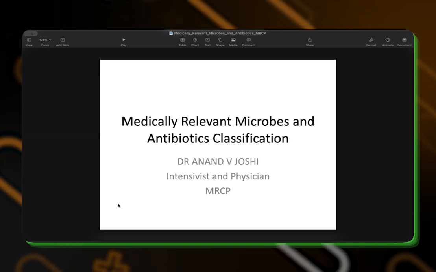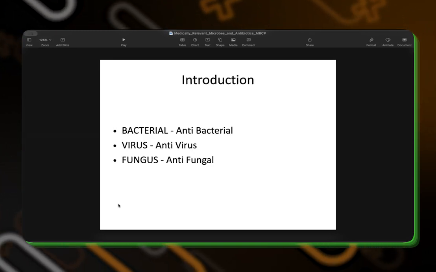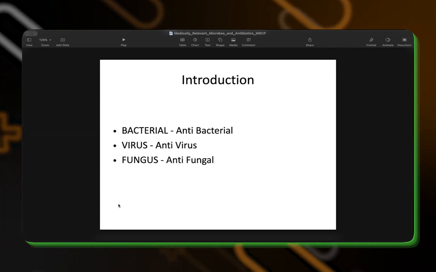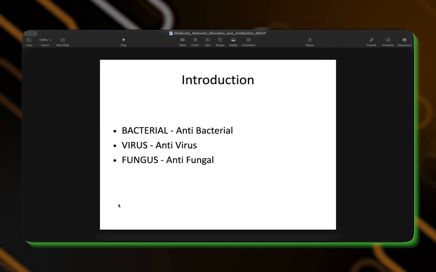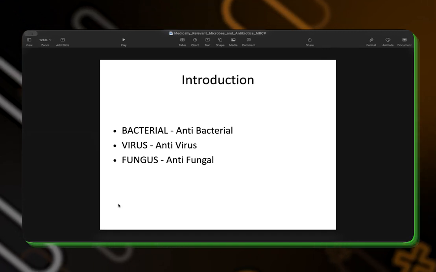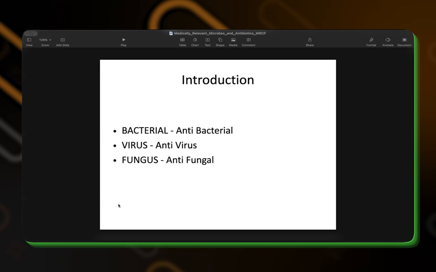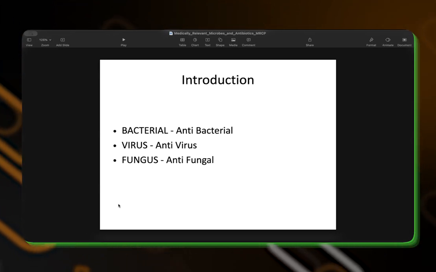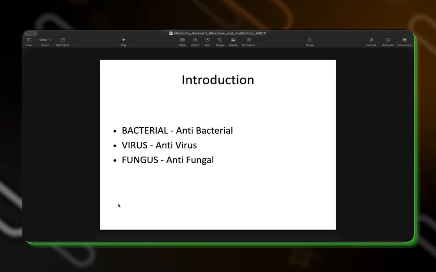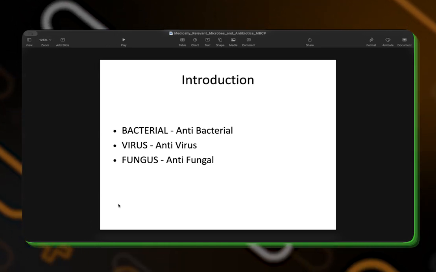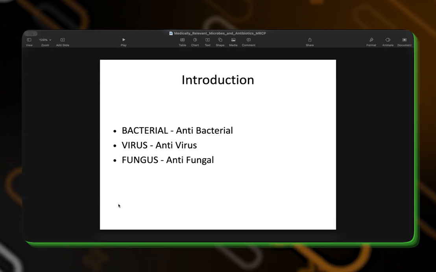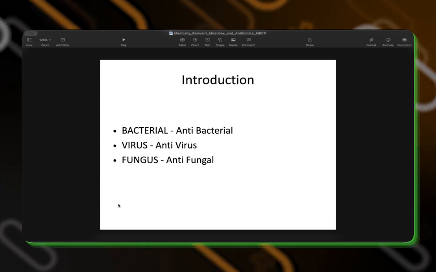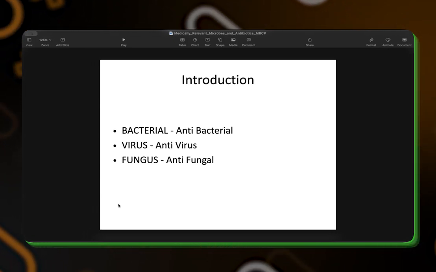We are infected by bacteria, viruses, fungi, protozoa, and a lot of other microorganisms, out of which we focused in this talk on the bacteria, viruses, and fungi. All these are classified as microbes, so all the things which act against them will be antimicrobials. However, we need to differentiate: those acting against bacteria are antibacterials, those acting against viruses are antivirals, and those acting against fungi are antifungals.